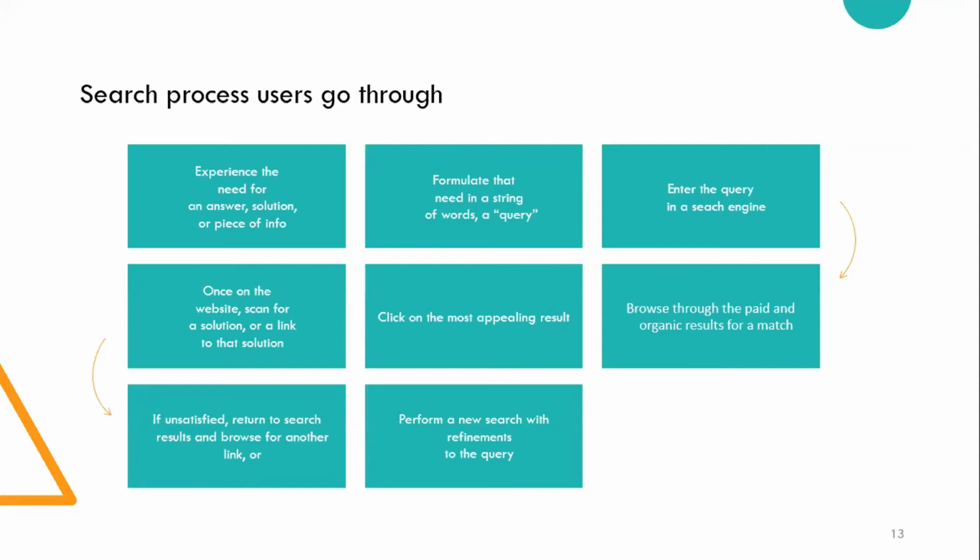Then next, once on the website, you scan for a solution or a link to that solution. All right, and that's where internal linking may come in. The page that the user lands on may not answer their question, but there's further information further down in the site. So that's why it's important that you have your internal linking set up, where they can click on a hyperlink and go to the next page, or they can navigate through the nav bar or any feature set up to allow them to navigate. If satisfied, that's step 7. Or if you're not satisfied, you usually return to the search results and browse for another link, or perform a new search with refinements to the query.